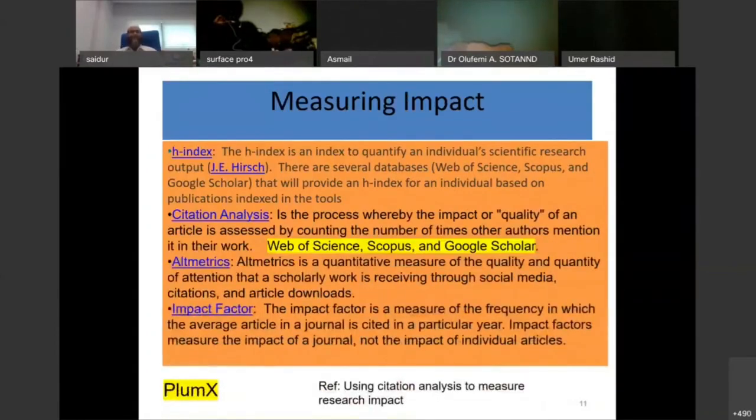Measuring impact, again, I will go through this very quickly. So it can be by H index. This one I'll define in one of the slides. Citation analysis, I think I have talked enough.